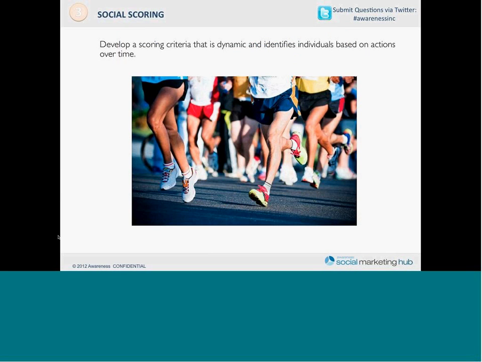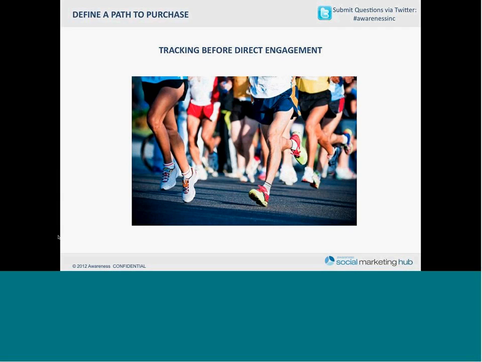So let's talk about social scoring, which is the end result of all this stuff, because at the end of the day, if you're doing social prospecting and you're collecting profiles, what you've done is just collect a boatload of data. Literally hundreds of thousands, if not millions, depending on the size of your business, of pieces of profile information. What social scoring does is allow you to apply a methodology to it that's dynamic and identifies individuals on actions over time. This is a dynamically changing list, and there's a couple of steps you need to do to really nail social scoring right. The first is to understand a path to purchase.